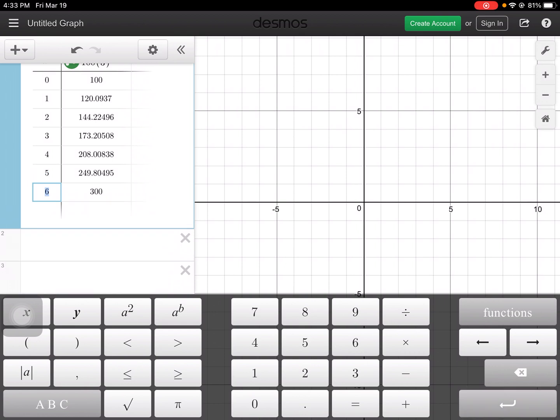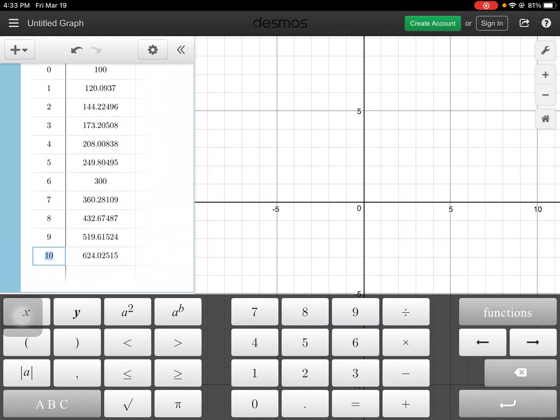So there's 6 hours later, it's tripled. And then if we keep going, there's 12 hours, there's 900. So it tripled again. So every 6 hours it's tripling. And so what was the question here?